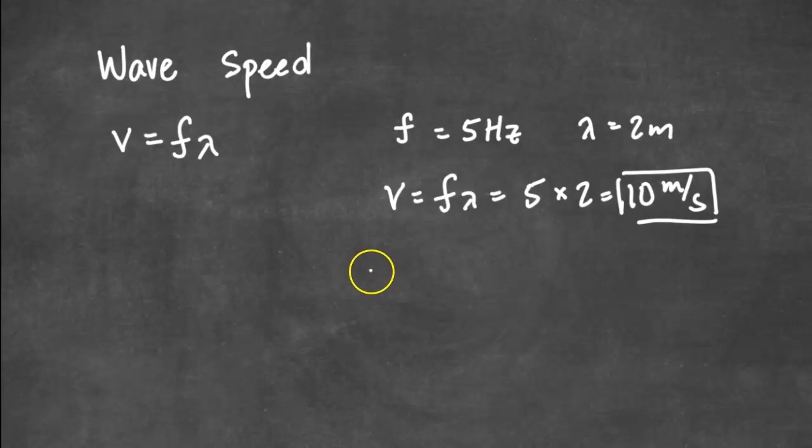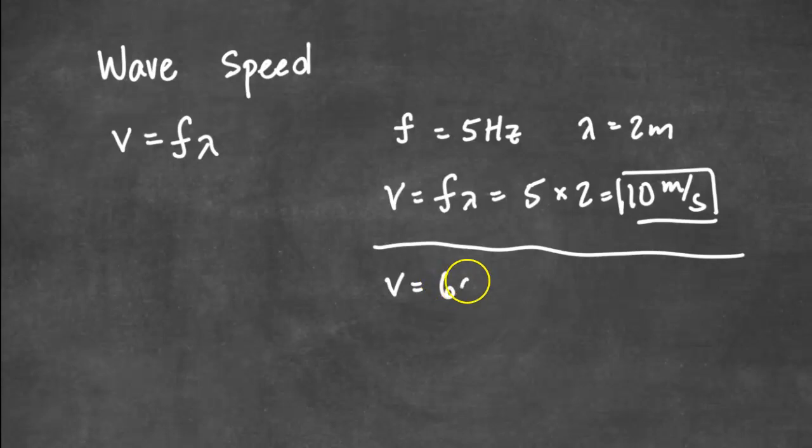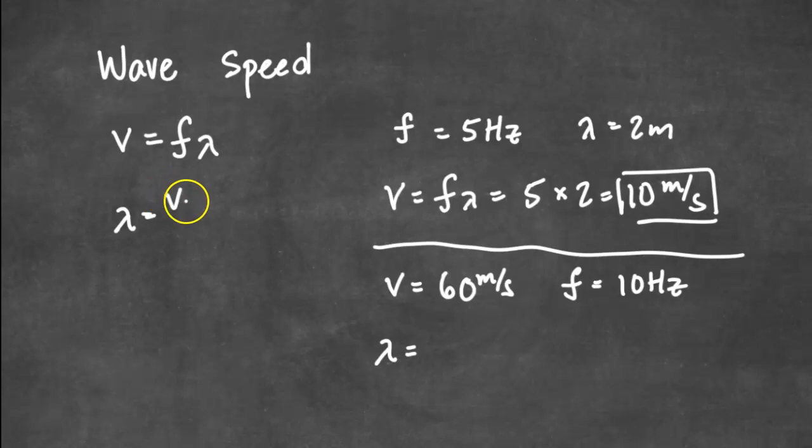Now let's say that we're given the wave speed of 60 meters per second and a frequency of 10 hertz, and we're asked to find the wavelength. We can rearrange this algebraically, and the wavelength is wave speed divided by frequency. So we get 60 divided by 10, and the wavelength is 6 meters.